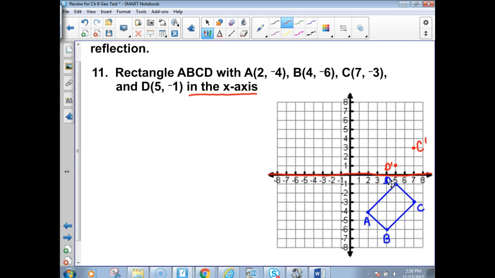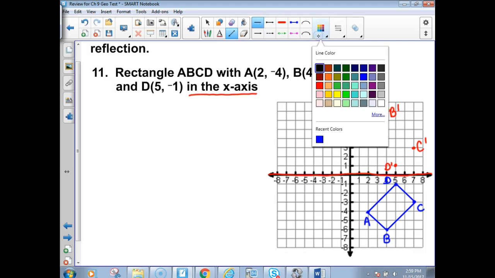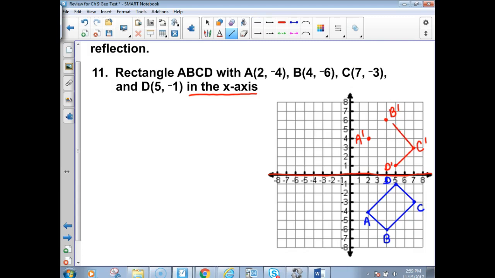The other way you could describe what you're doing is to change the sign of the y values. A is 1, 2, 3, 4 below, so count 1, 2, 3, 4 above, straight above it. And then B is 6 below, so go 6 above and label it B prime. Grab your ruler or straight edge and connect your points. Okay, that's the reflection in the x-axis. Anybody still need this?